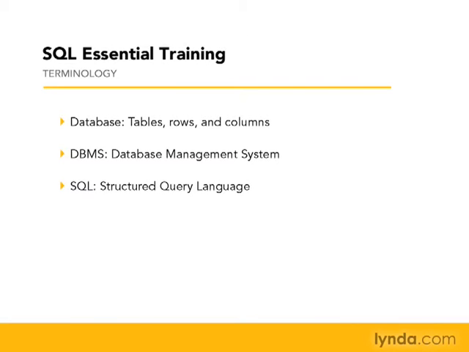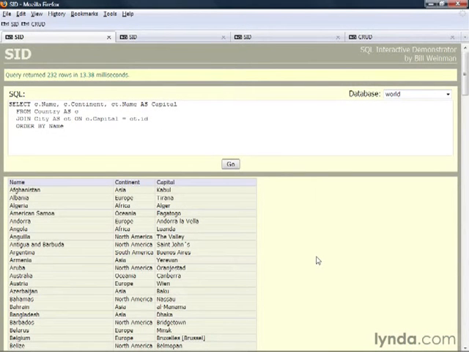SQL is structured query language. SQL is a language for interacting with a DBMS. It's by far the most popular language used for this purpose. SQL is used both by users and by programs to interface with the DBMS. For example, here is a query in SQL, and this query retrieves the name, continent, and capital of countries and cities from a world database.